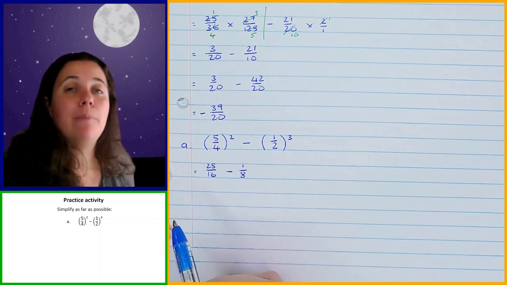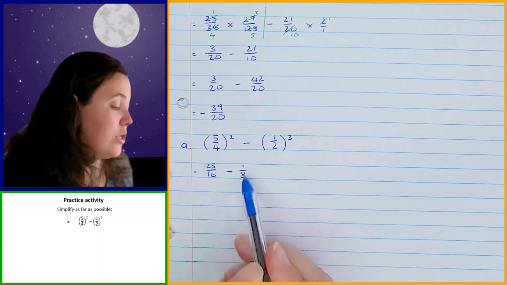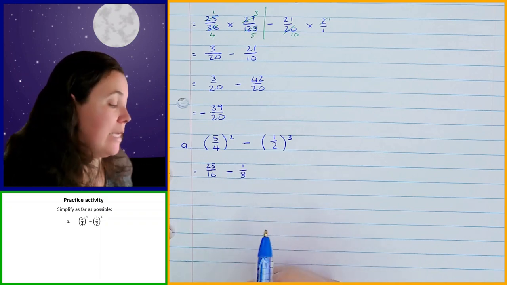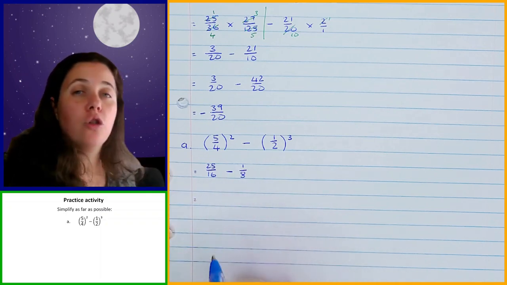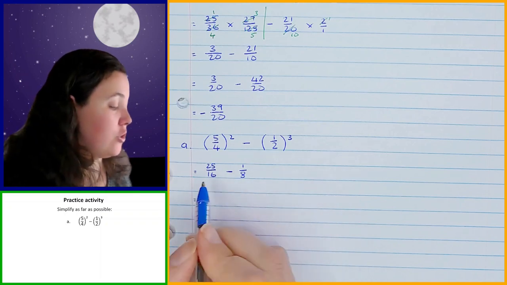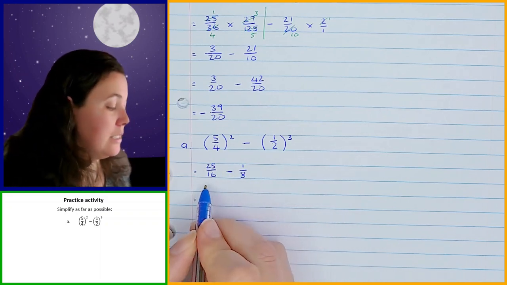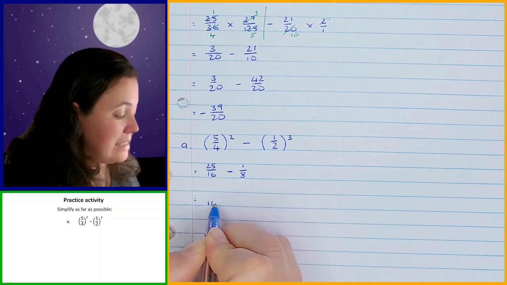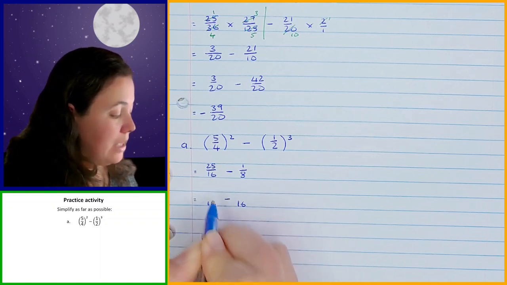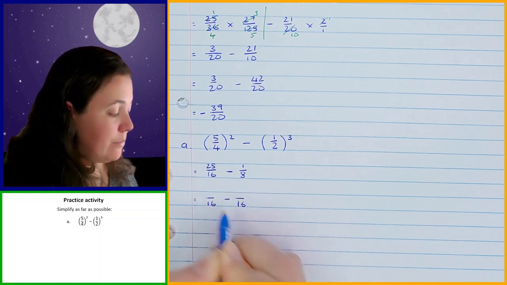Then in BEDMAS, the next thing is division and multiplication. In this question, there is no division or multiplication, so I'm going to go on to the last step, which is addition and subtraction. For my addition and subtraction, I need to find my LCD. The LCD for these two fractions is 16, so I'm going to have something over 16 minus something over 16.